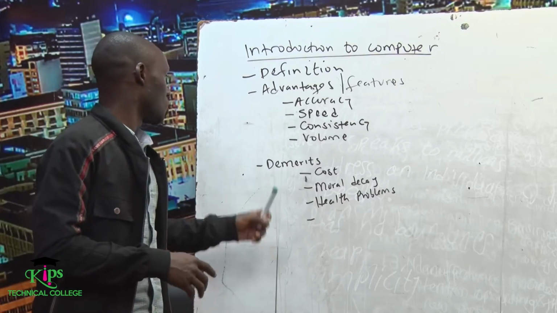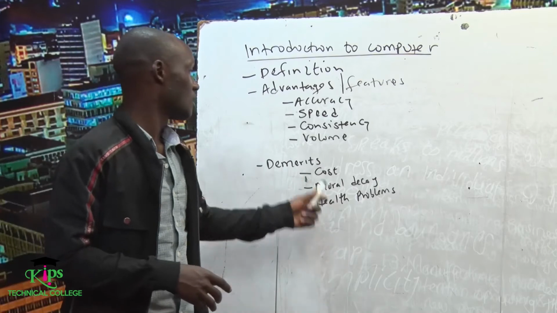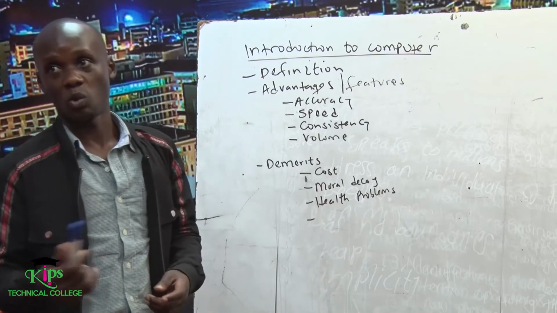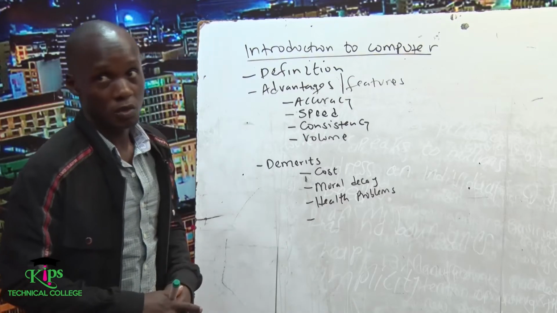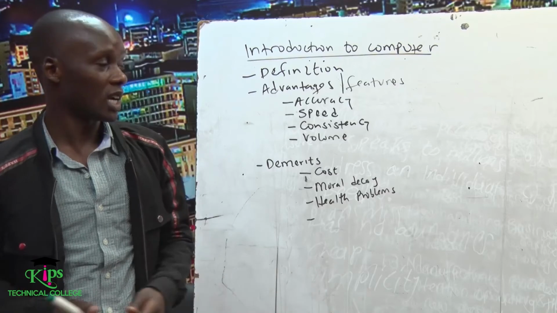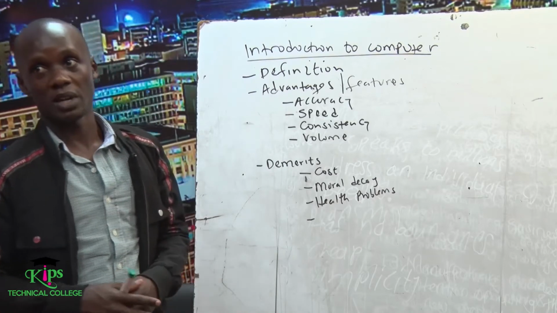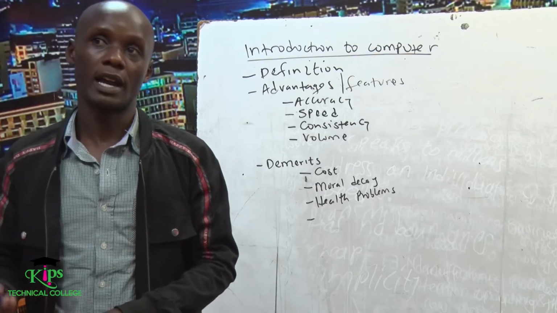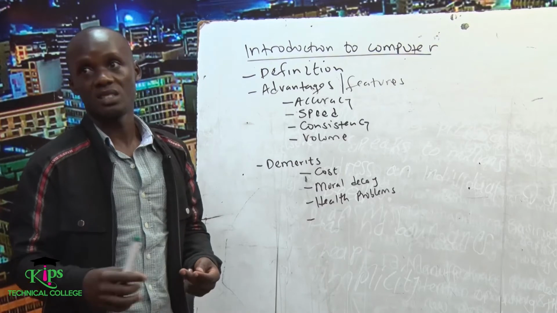Then you can move to what we call demerits of our computer. Number one is cost. Our computer is very expensive to acquire and maintain. Number two is what we call moral decay, because of the internet. If we interconnect all computers all over the world, we form the internet, and on the internet we have resources which people can access in the form of what we call hypermedia, which is images, video, and text.